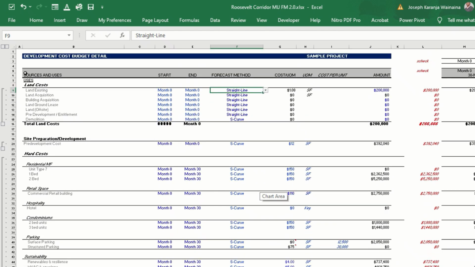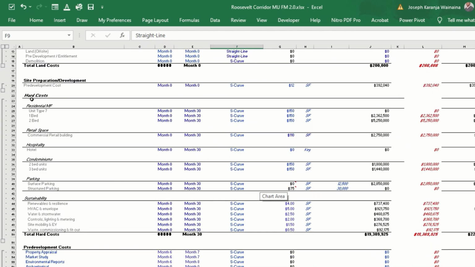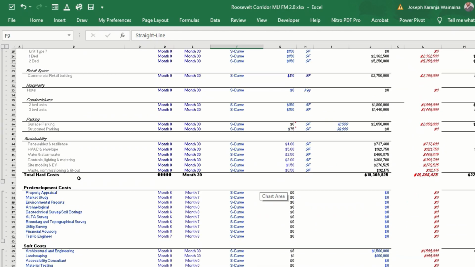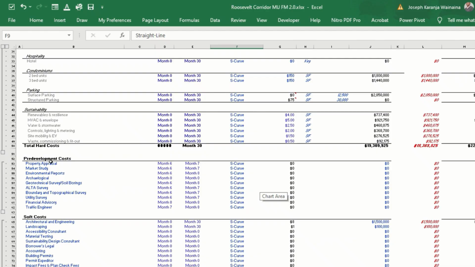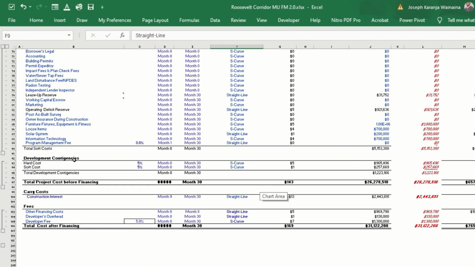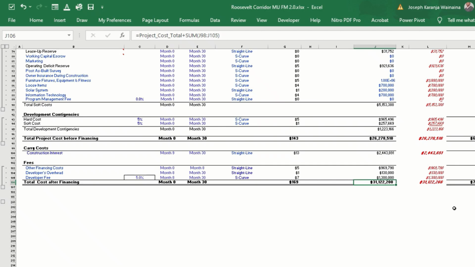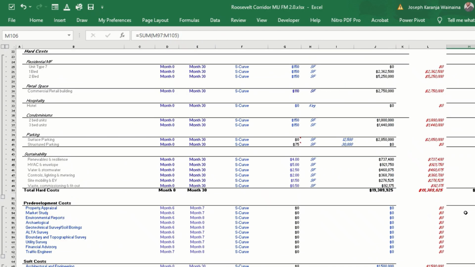So we have the land costs, we have the site preparation, development costs. We also have the hard costs. We also have the pre-development costs indicated here below. We also have the soft costs. We have the development contingencies. We have the carry costs, and we have the fees, and we also have now the total cost after financing. So this is the total development budget. It's tabulated here below. You can see these are for the monthly.